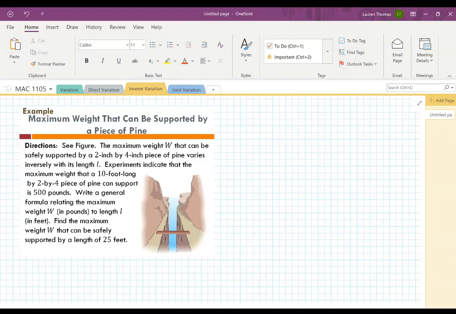All right, you guys, let's go ahead and continue our talk on variation. This time we're going to try our hand at an inverse variation problem. All right, so let's read the prompt first.